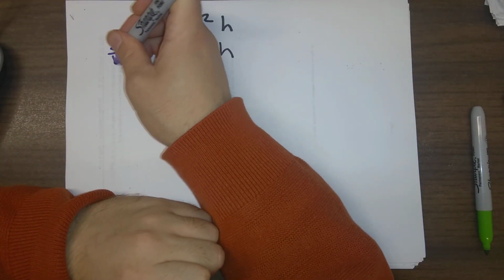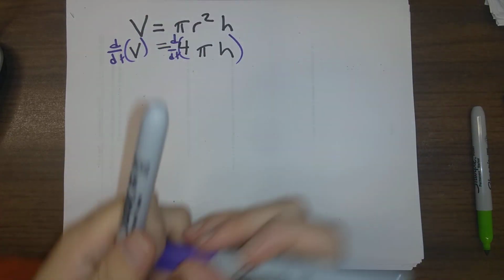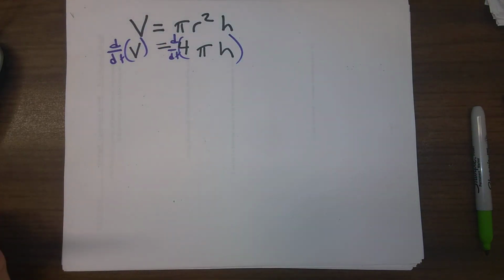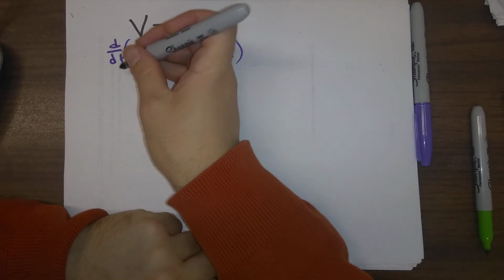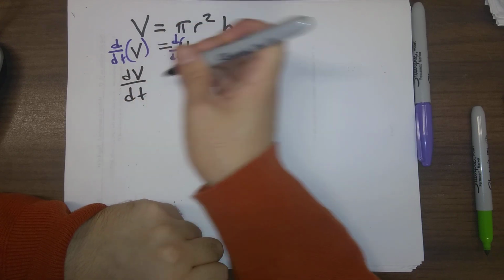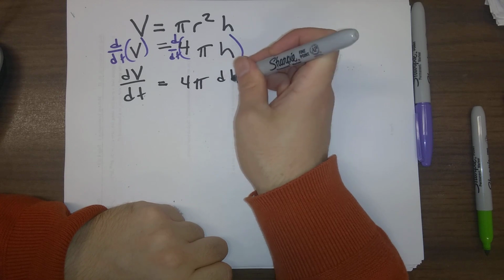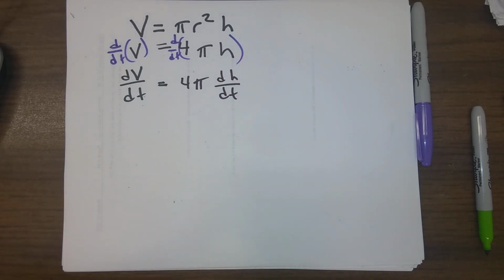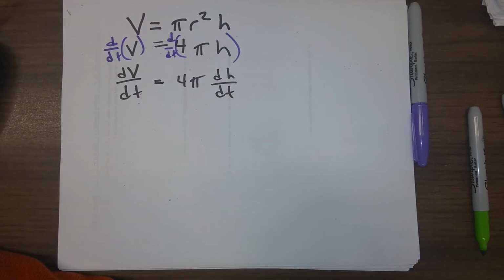So now we're at the stage where we can differentiate this. The second half of our second step is differentiate, and as usual, we're differentiating with respect to time. And so on the left is just dV/dt, and on the right we get 4 pi dh/dt. And so here we see we have a relationship between dV/dt and dh/dt. They are just constant multiples of each other.